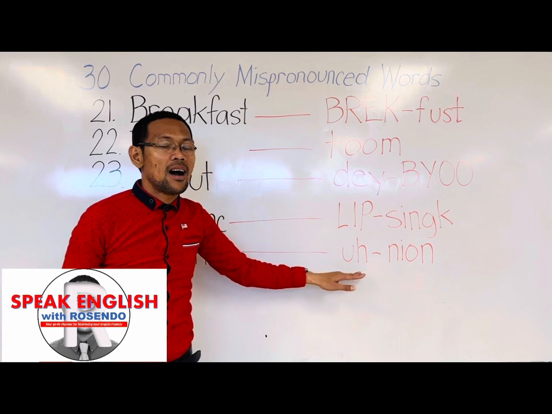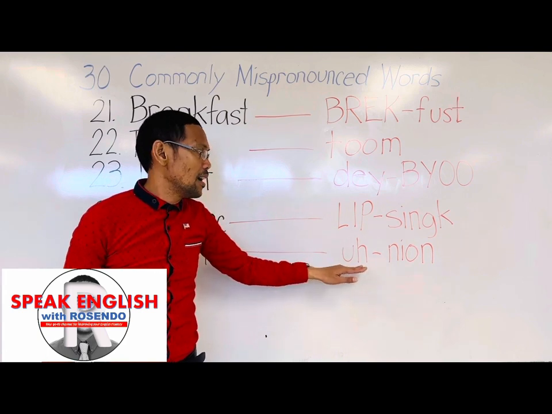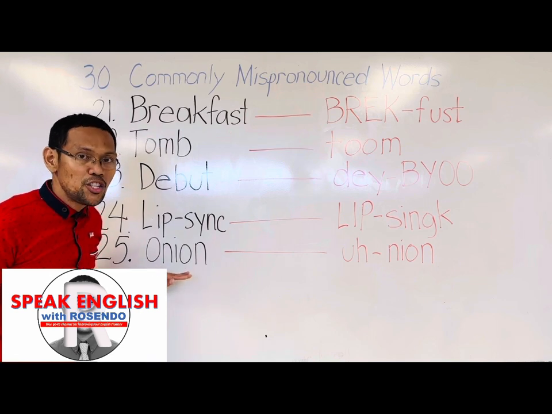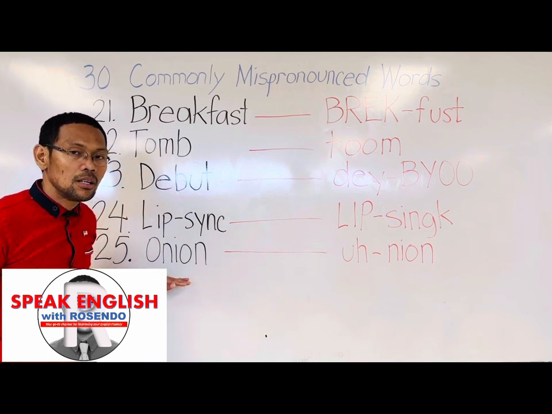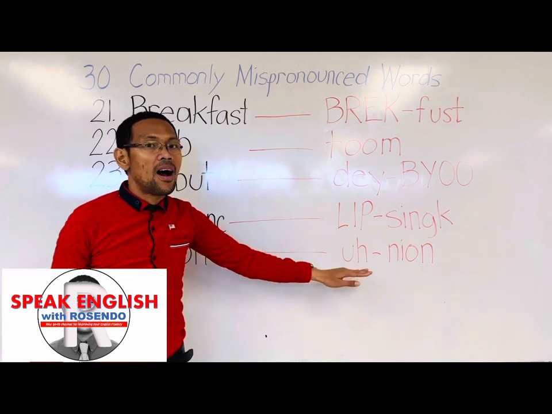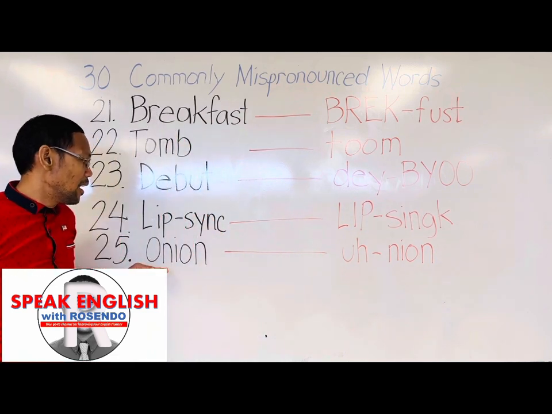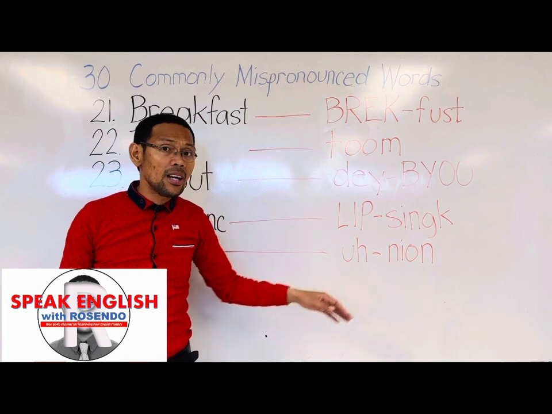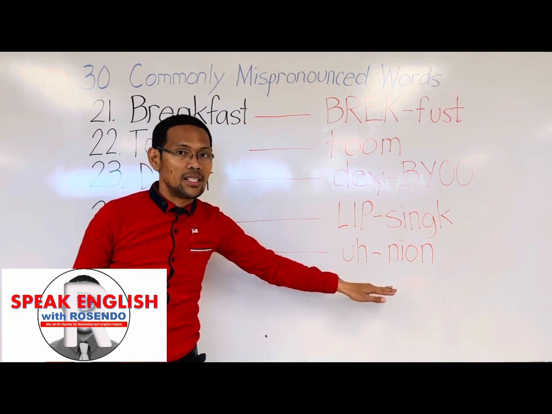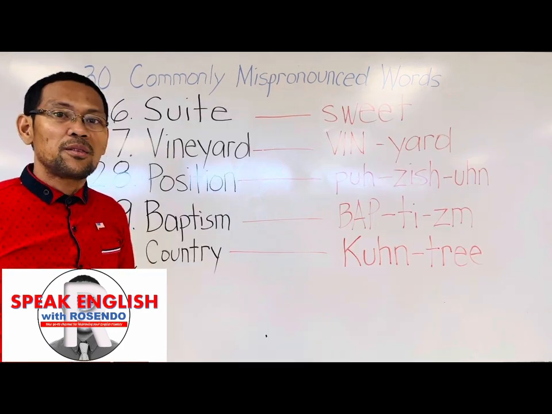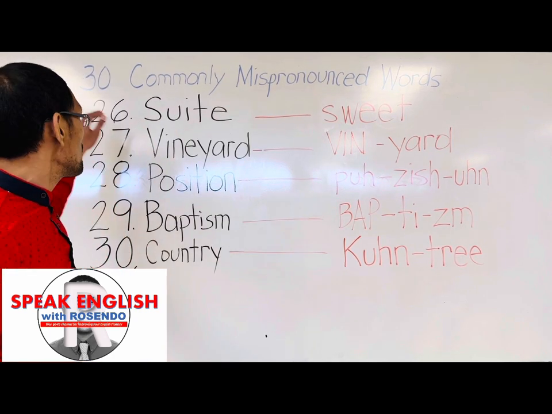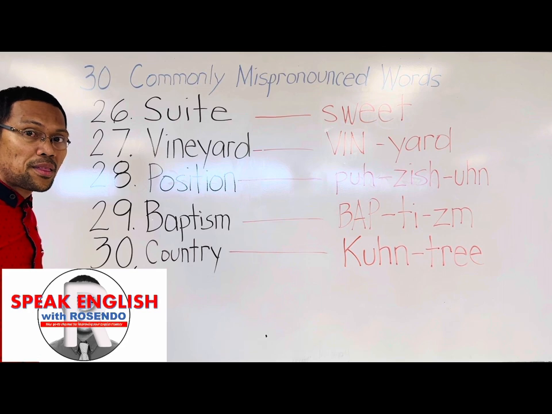Next we have onion. We don't say onion or union, but we say onion. Do you have an onion? Onion. All right, we're now down to the final five, from 26th to 30th, okay?